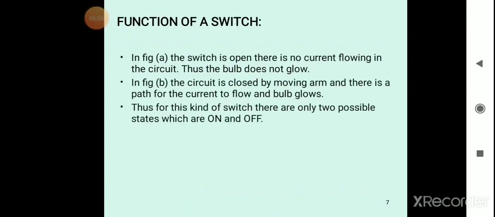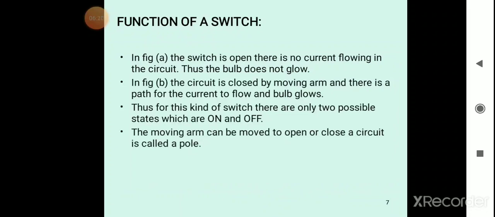The first figure shows that the switch is open. There is no current flow in the circuit, so the bulb does not glow. In figure B, you can see that the circuit is closed by the moving arm, and there is a path for the current to flow and the bulb glows. Thus, for this kind of switch, there are only two possible states, which are the on state and the off state.